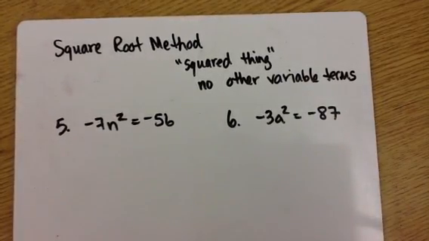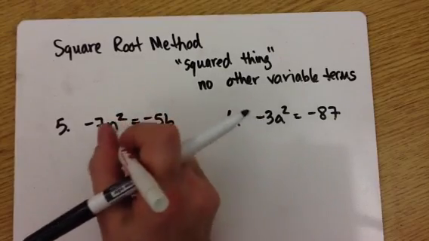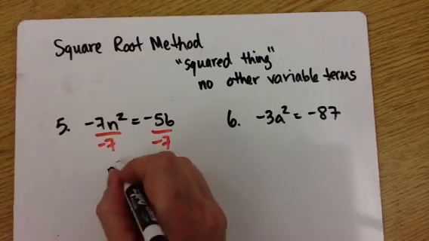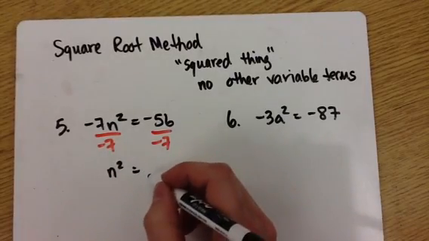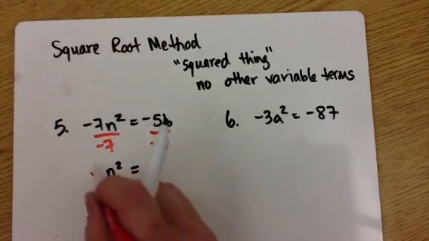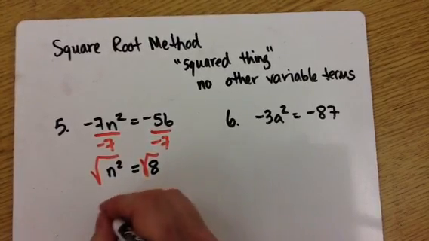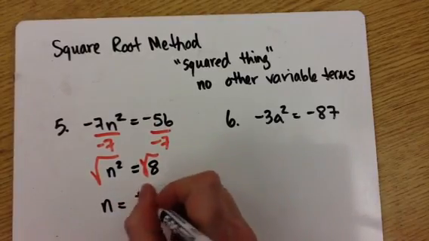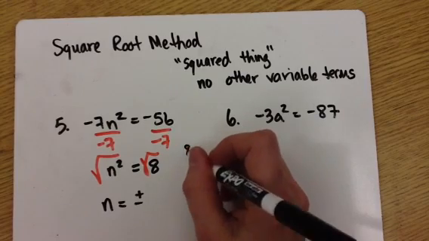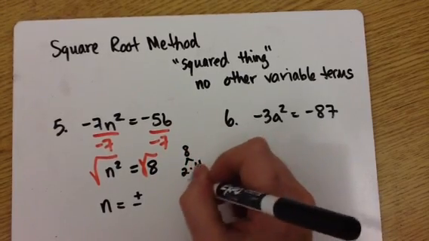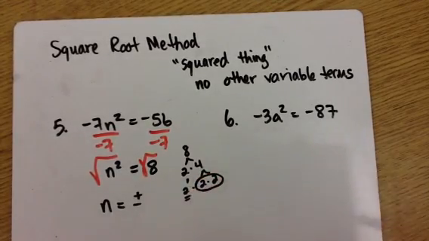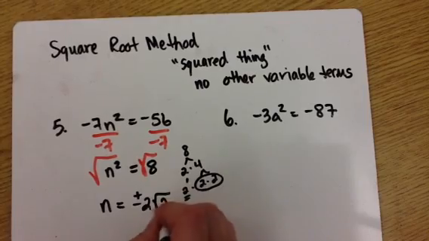So in both of these cases, I have a squared term. In this case, it's n squared, but I need to divide by the negative 7 so that I isolate the squared thing. So that gives me n squared equals 56 divided by 7 is 8. And after the squared thing is isolated, we take the square root of both sides. So it gives me n equals, and I have to remember to use plus or minus. So that's going to be plus or minus, and then 8 breaks down into 2 times 4, which is 2 times 2 times 2. So a pair of 2's comes out, and a 2 stays in. So 2 square roots of 2.